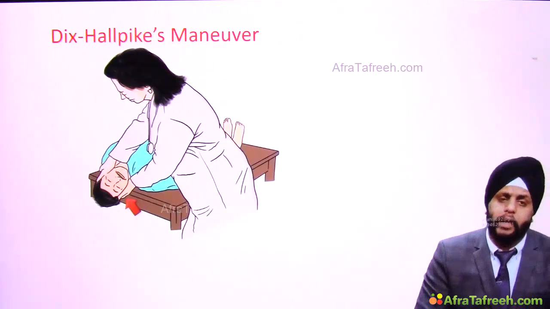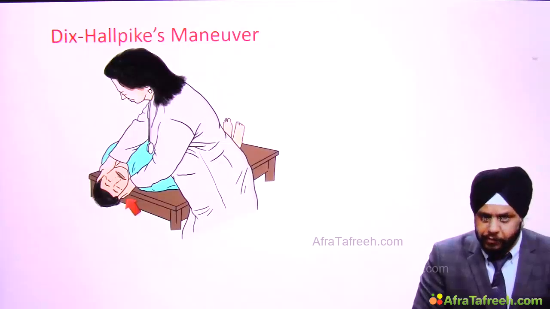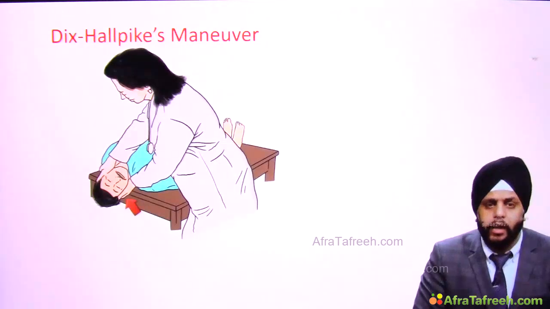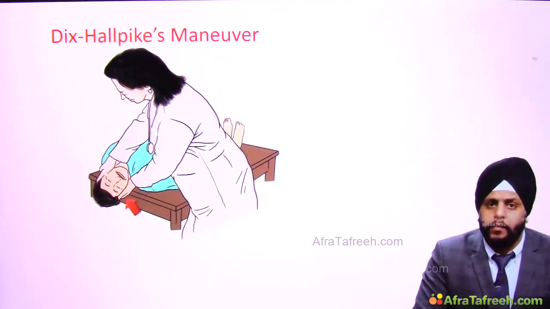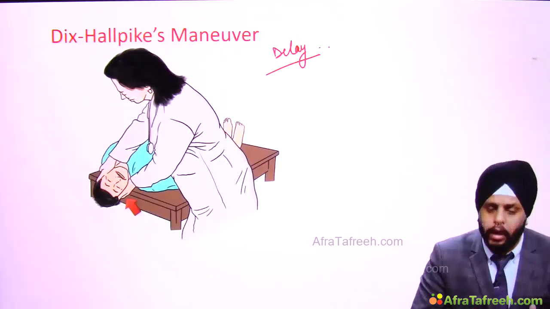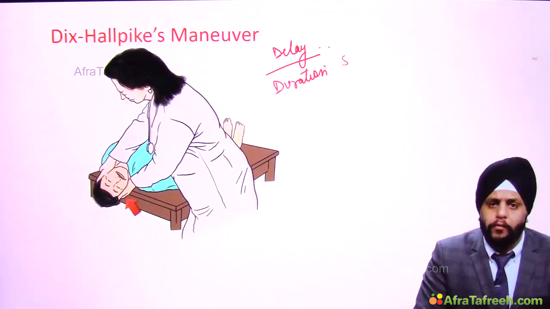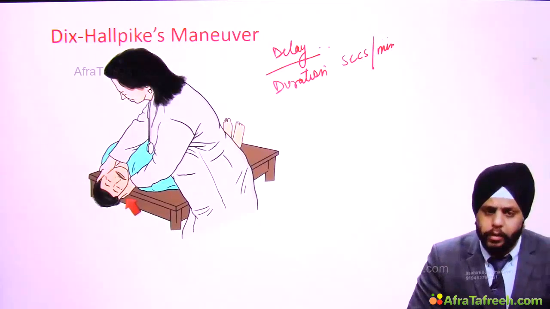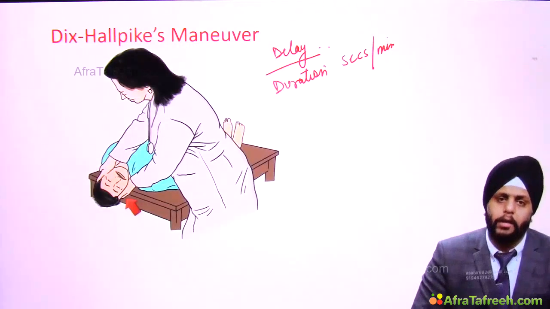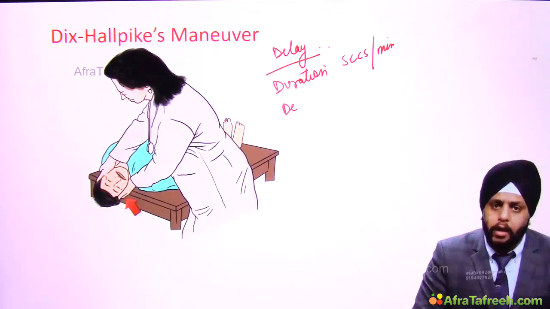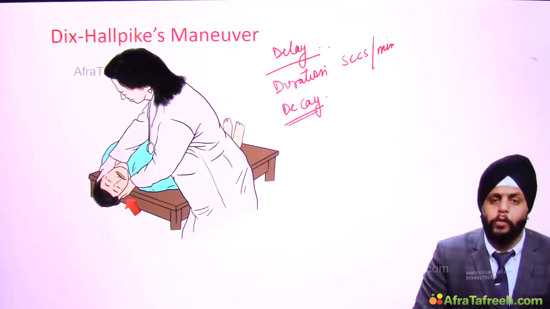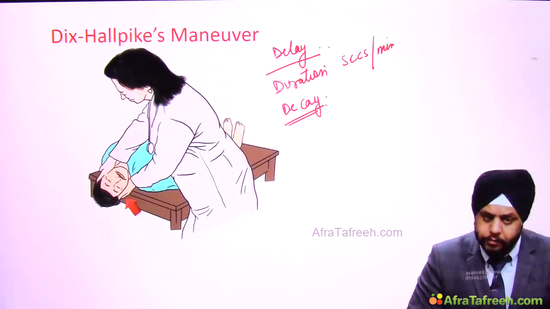Now this nystagmus is a peripheral nystagmus. Remember, it's a peripheral nystagmus. So this nystagmus will have a delay; it will come after some time. It will have a duration. As I told you, this nystagmus lasts for seconds to minutes, one or two minutes maximum. Now this will have a decay, which means if you do this maneuver repeatedly, it will stop coming.